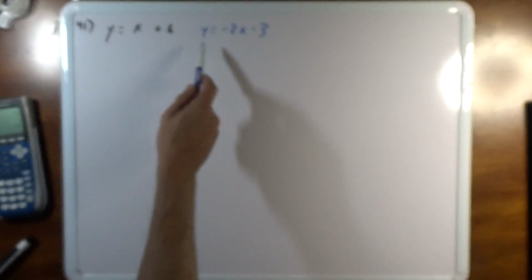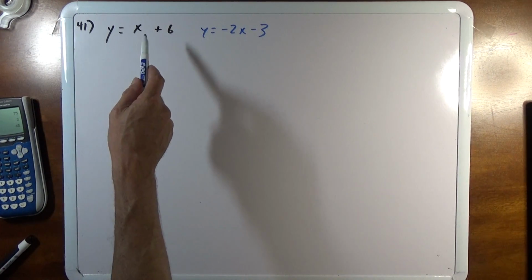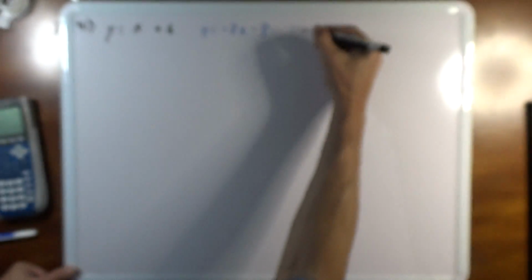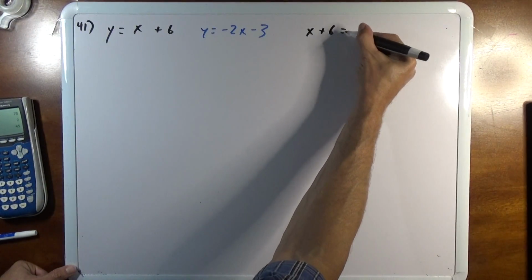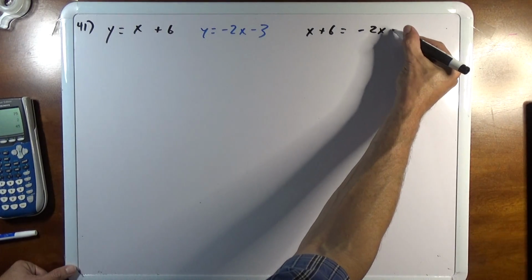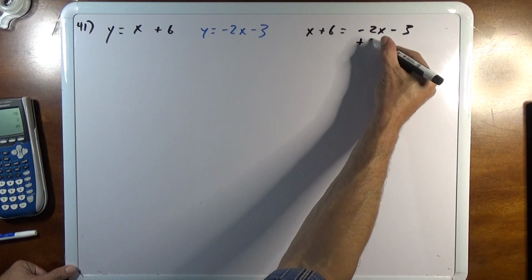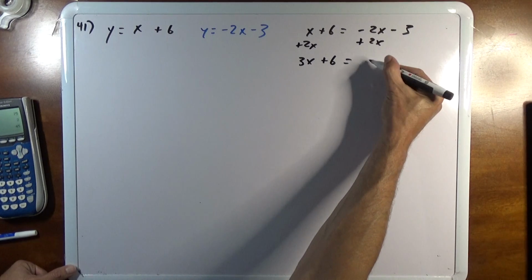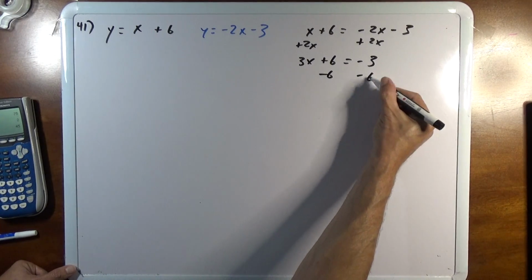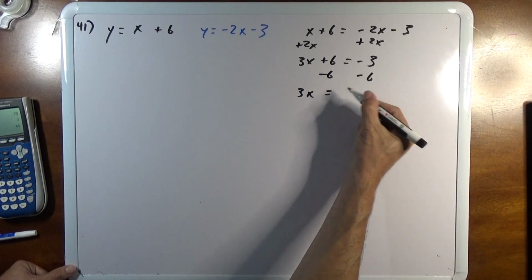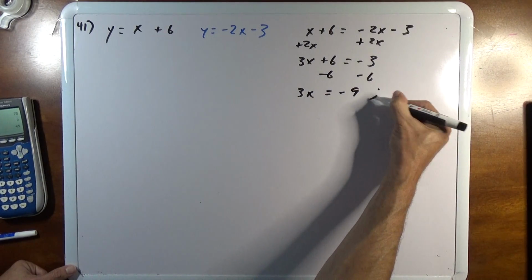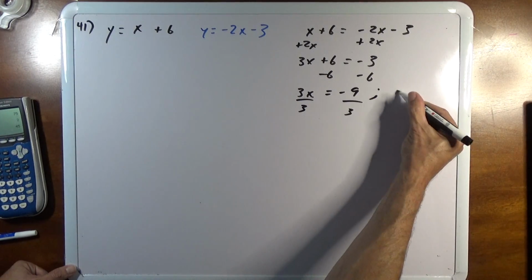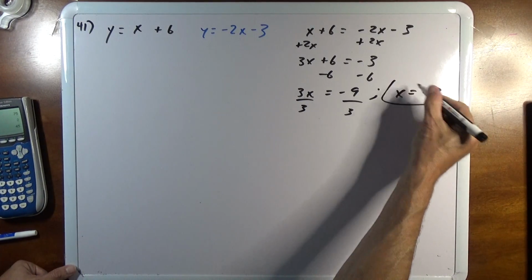Okay, so by substitution, if y is equal to this quantity and y is equal to that quantity, then I can set those two quantities equal to each other. So x plus 6 is equal to negative 2x minus 3. We'll add 2x to both sides. I'll get 3x plus 6 is equal to negative 3, subtract 6. 3x is equal to negative 3 minus 6, or negative 9. Divide by 3. X is equal to negative 3.